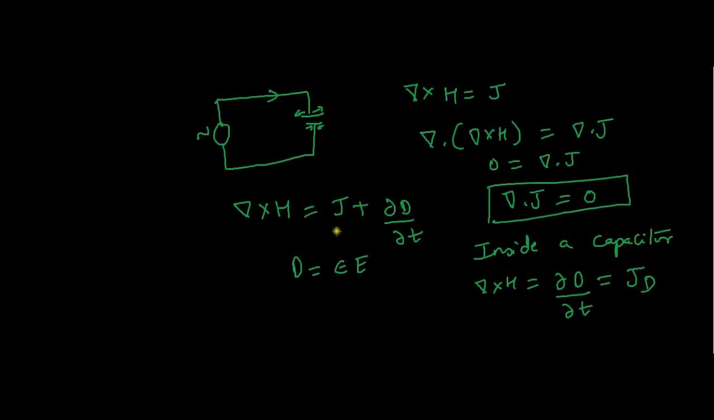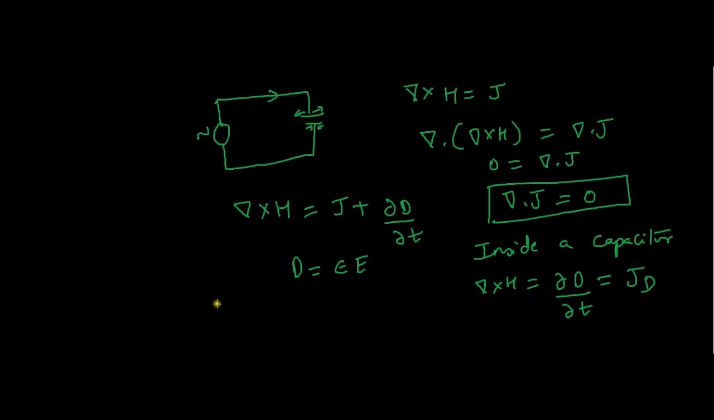So the current inside the capacitor is called displacement current, and the current which flows in the other part is called conduction current because actual electrons are flowing. Here the current is due to the rate of change of electric field. That's what Maxwell derived in his famous Maxwell equations.